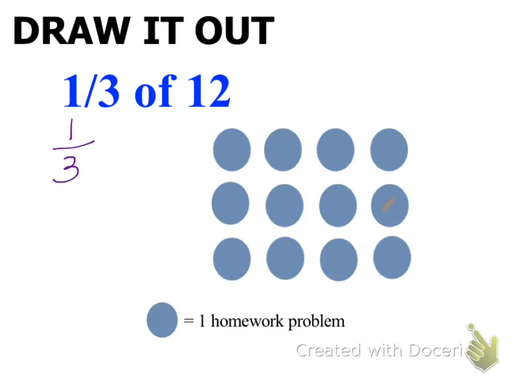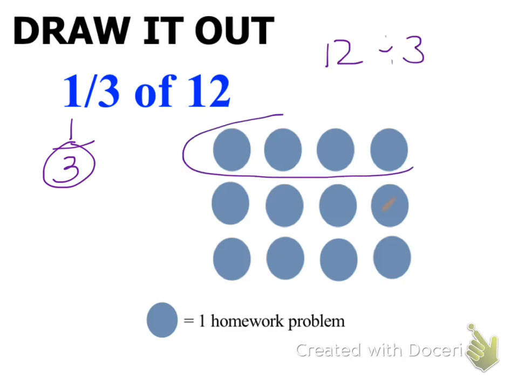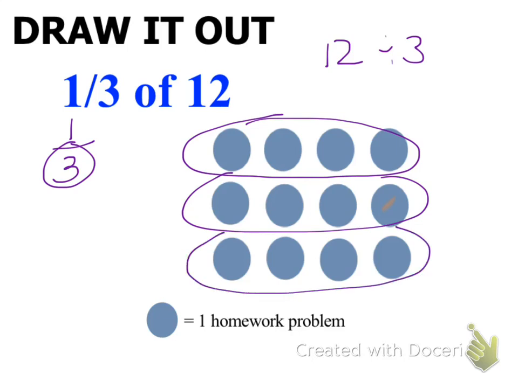So 1/3 is really like saying divided by 3. So you need to take these 12 problems and divide it up by 3. Well, 12 divided by 3 is 4. So that means I'm going to have 3 groups of 4. Now, you all know you only need one out of those 3 groups. So if you think of just one group, that would be 4 problems. So 1/3 of 12 equals 4. So that's the way to draw it out.